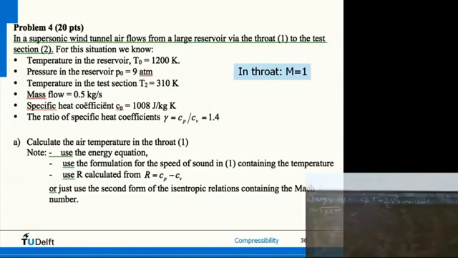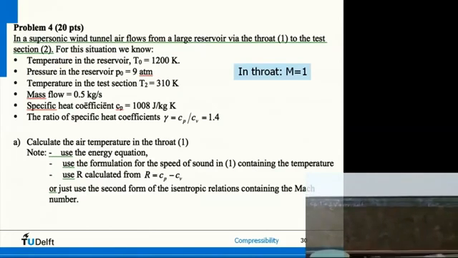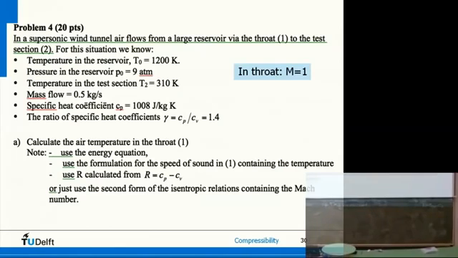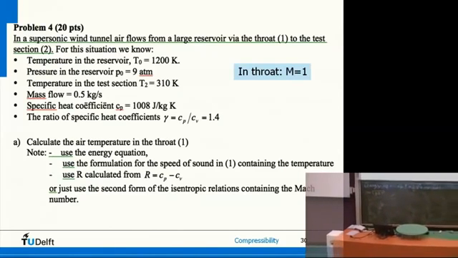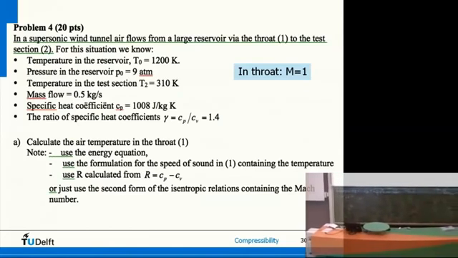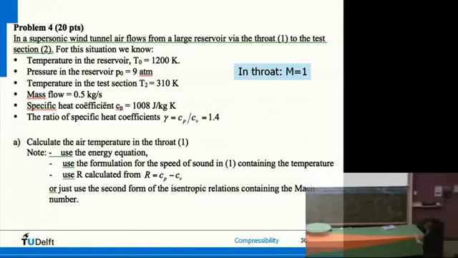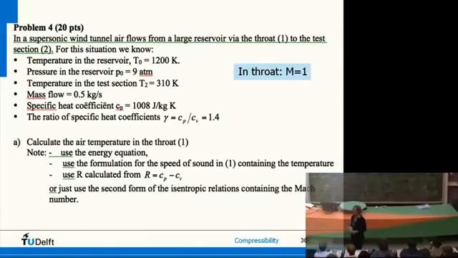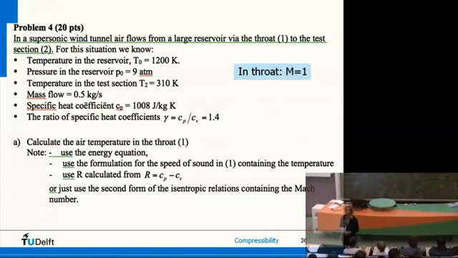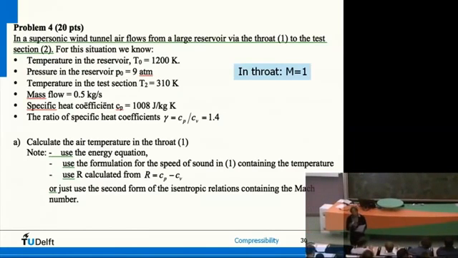So for the air temperature in the throat, we have the energy equation, Cp T plus half V squared is constant. We have A is the square root of gamma RT. We know that in the throat the Mach number is 1, and we have R. And just forget about it, or just use the second form of the isentropic flow relations, because that's the form you get Thursday. So we only know the first form of isentropic flow relations. We can still solve the problem.